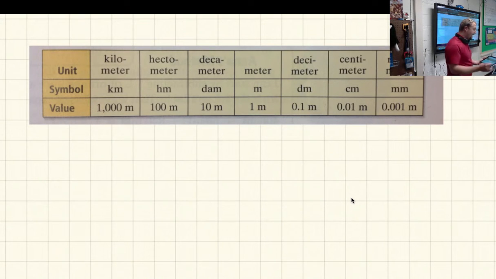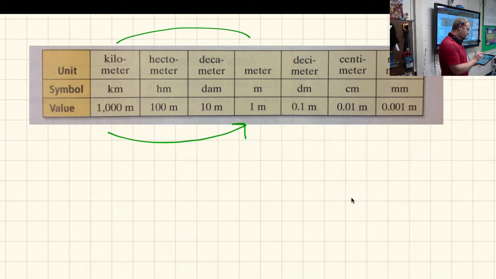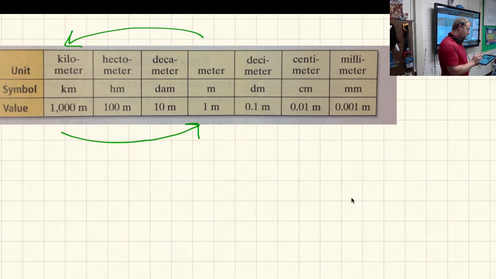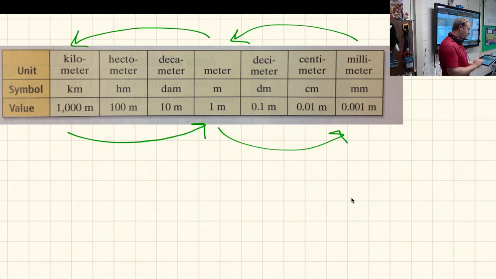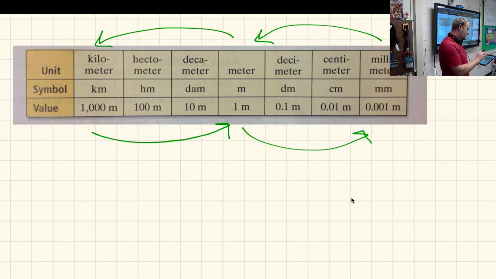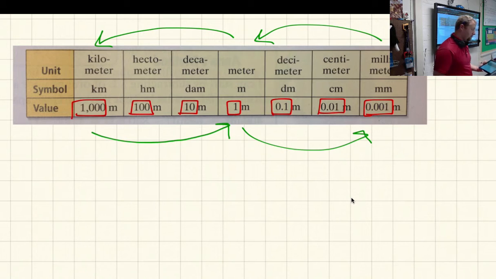You're always going to be asked pretty much to work towards meters. So if I'm going to meters in this direction, or this direction, you're going to work with the numbers in the bottom. Okay, so I'm going to put little squares around them. The 1,000, the 100, the 10, the 1, the 0.1, the 0.01, the 0.001.